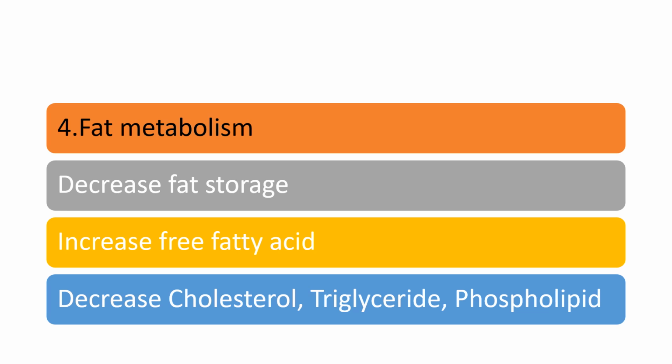So in hypothyroidism, cholesterol level, triglyceride level, and phospholipid levels are increased. When the thyroid hormone is decreased, cholesterol, triglyceride, and phospholipid levels increase in the blood. So thyroid hormone decreases the fat storage and decreases the cholesterol, triglycerides and phospholipid level.